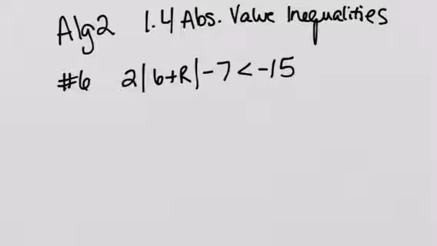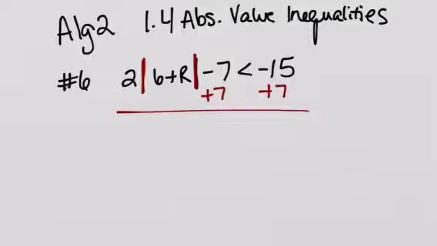Okay, lesson 1.4, absolute value inequalities. We're going to do number 6. Okay, and so this is what it looks like here. And notice these are my absolute value bars, so we need to try to get them alone. We always kind of do our order of operations backwards, so I'm going to add 7 first. Okay, leaves the 2 there for right now.